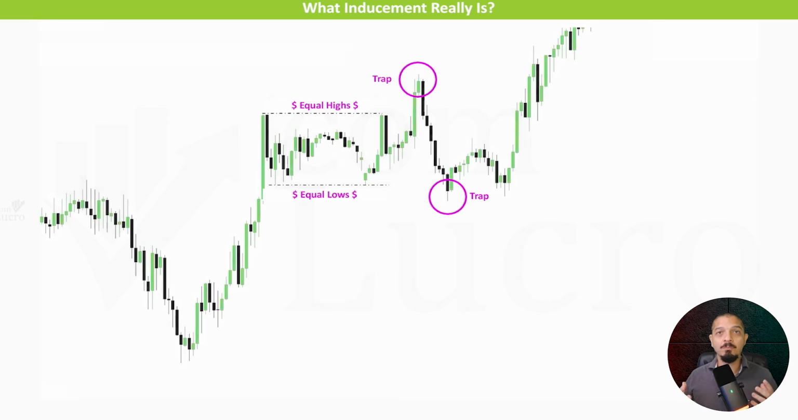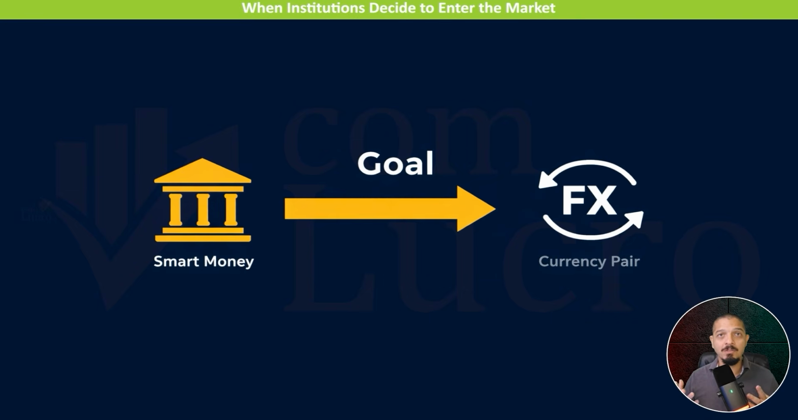Understanding inducement is important because it helps you avoid entering too early at fake levels or liquidity traps. Instead, you learn to wait for the real point of interest, which can significantly improve your win rate. To understand why inducement appears in the market, we first need to understand how liquidity works.